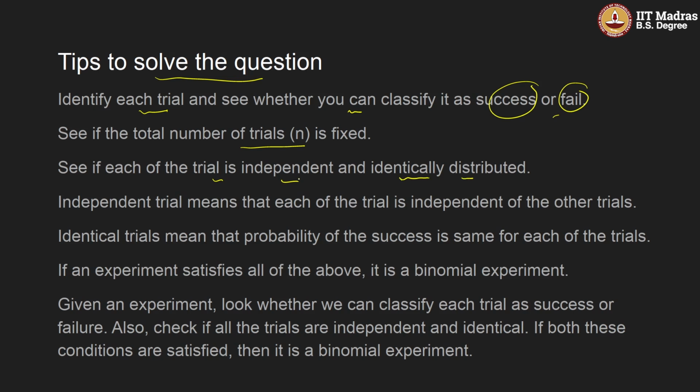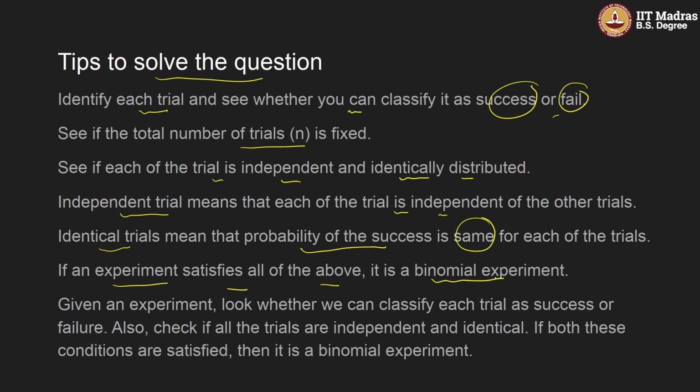So what is the meaning of independent here? Independent trial means the outcome of one trial should not be dependent on the outcome of the other trial. So these are the trials which are independent of each other. An identical trial means that the probability of success in each trial should be the same. So if an experiment satisfies all the above properties, then we say that it is a binomial experiment.